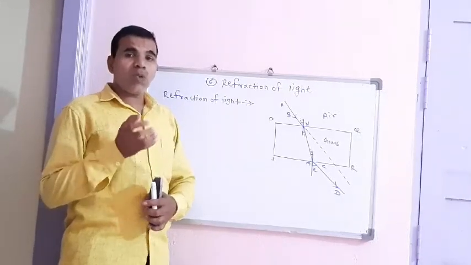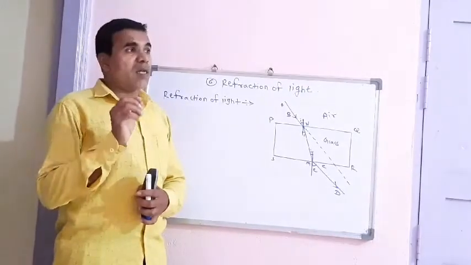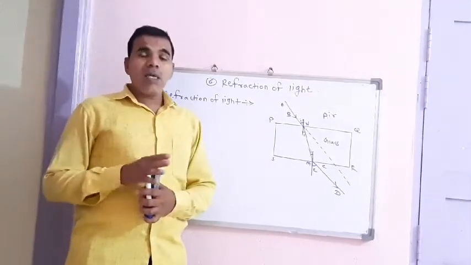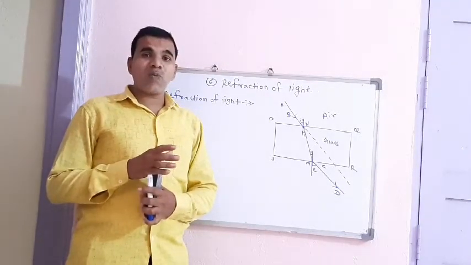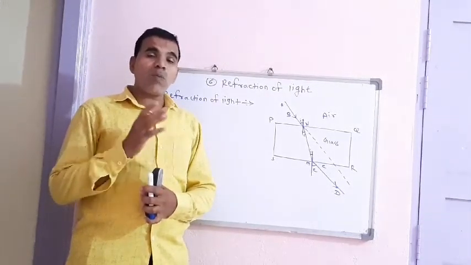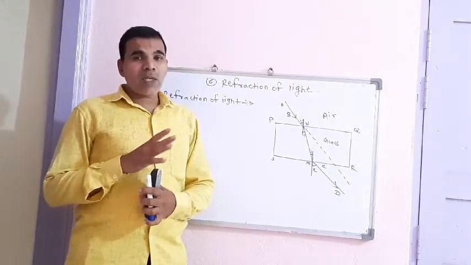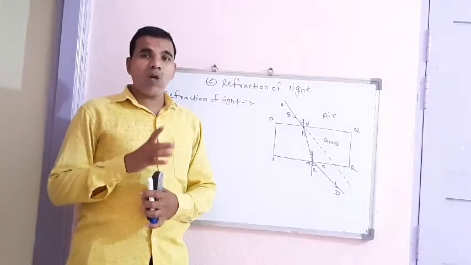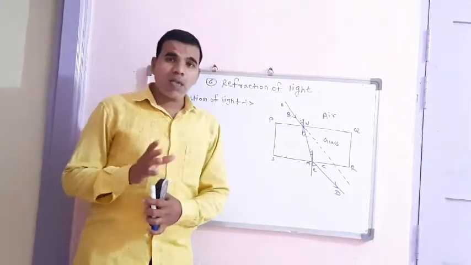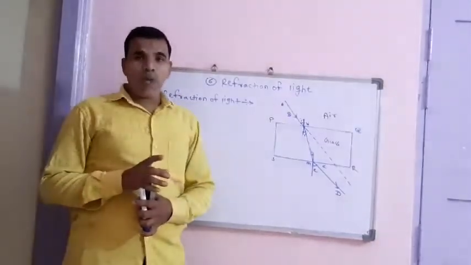If we shine light rays on the glass, then the light rays also transfer through the glass in a different way. So refraction of light means the light changes its direction from one transparent medium to another transparent medium.